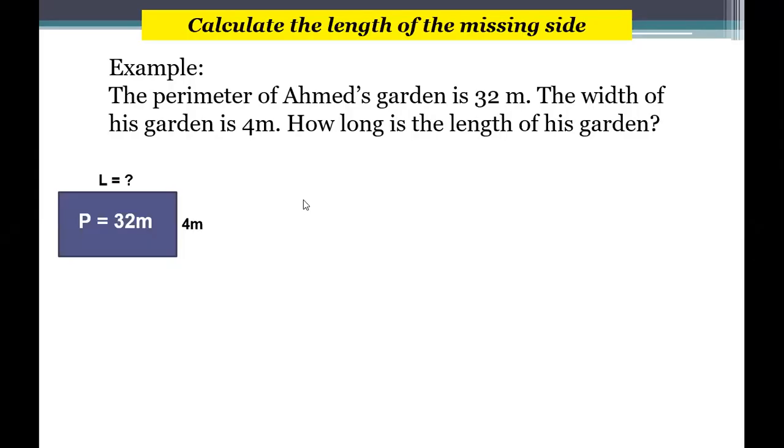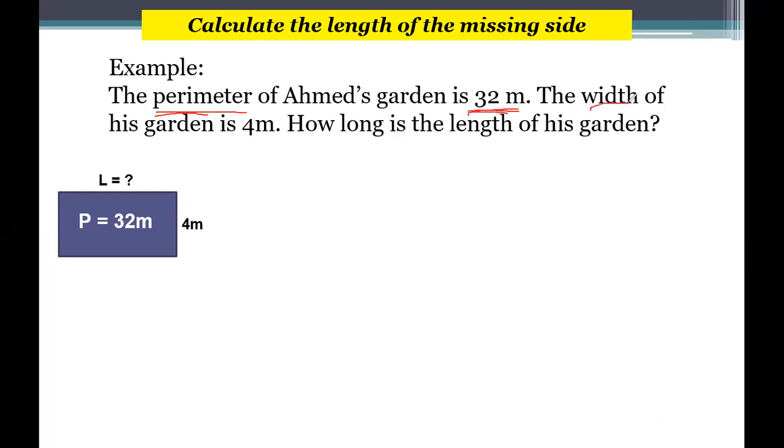Okay, I will give you another example. Okay, and then later on, you're going to answer the questions from your student book. Okay, so we have here a problem. The perimeter of Ahmad's garden is 32 meters. So the perimeter is given. What did I tell you before? You have to always underline the given terms. So the perimeter of Ahmad's garden is 32 meters.